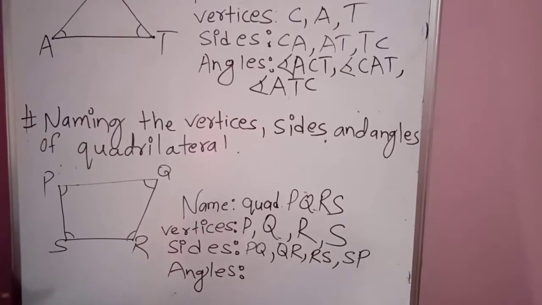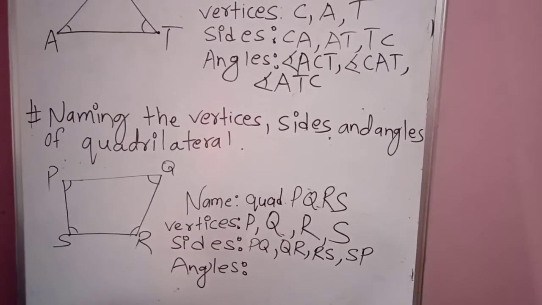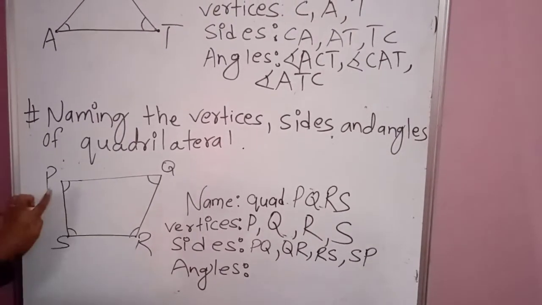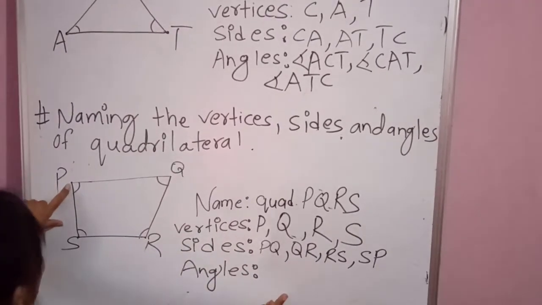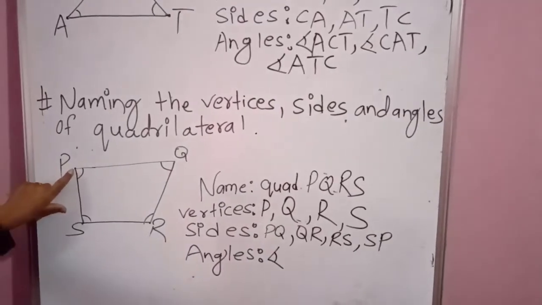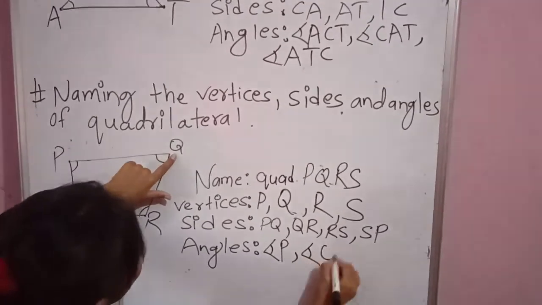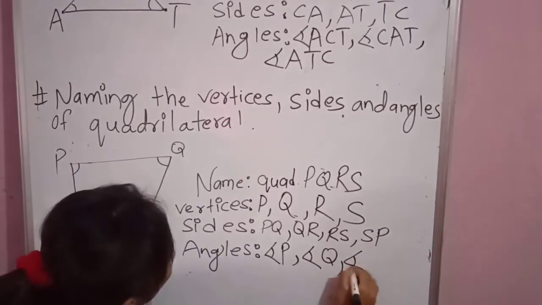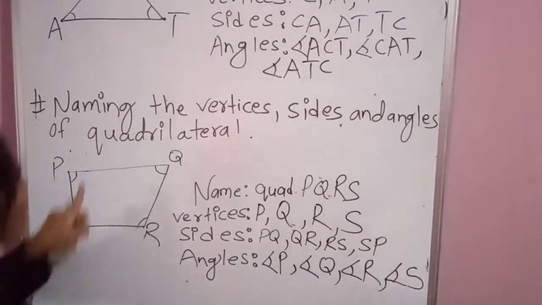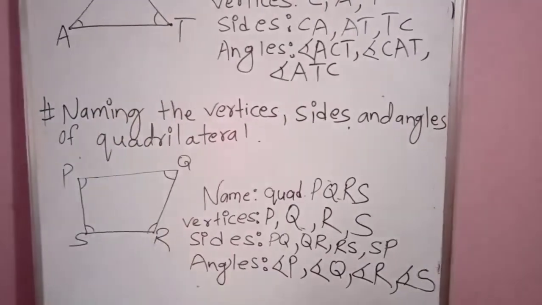four angles. So if you do it like this, it will seem so messy. That's why I'm going to tell you a little bit easier method. You are going to name the angles of this given quadrilateral by this angle. What is the name of this point? Obviously P. So you can write angle P like this. After that, angle Q, angle R and angle S. So this is the method to name the vertices, sides and angles of a quadrilateral.